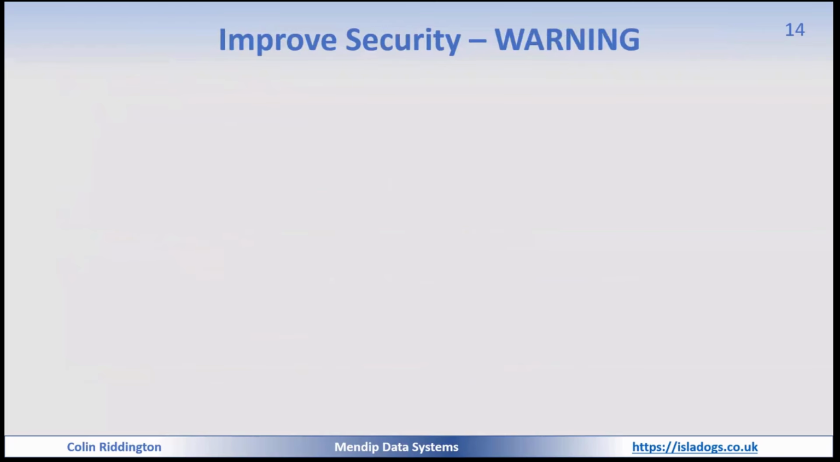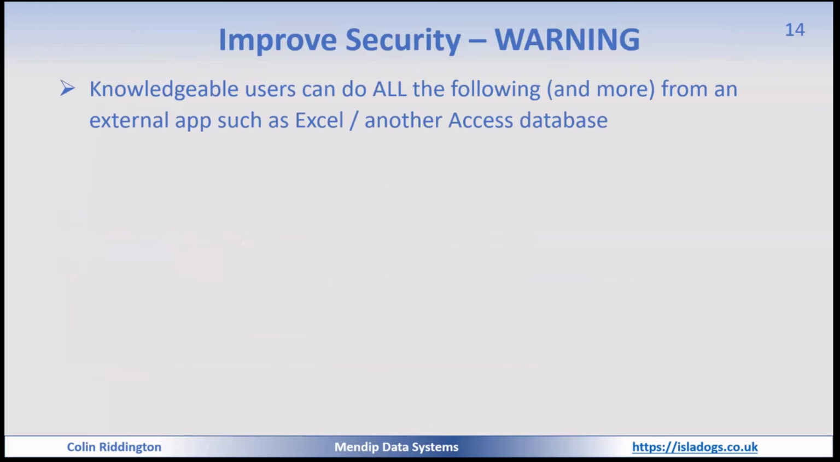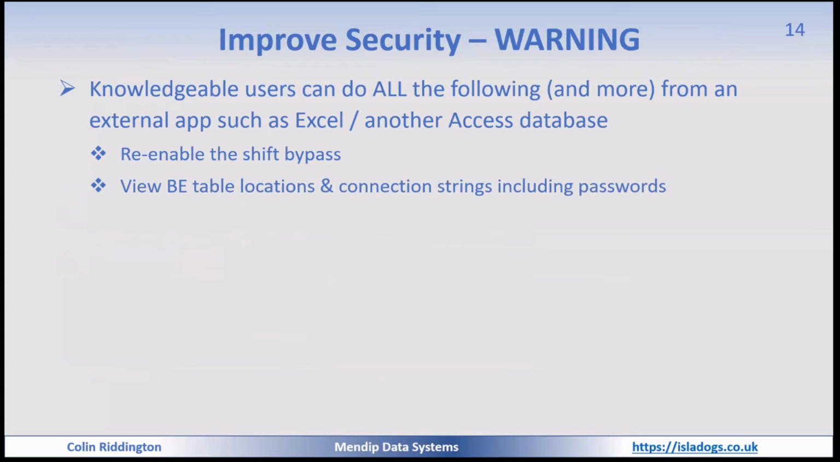Those are the fairly basic things, many of which you will already know. It's worth pointing out, in case you don't know, that knowledgeable users can do an awful lot from outside your database. By going to an external VBA-enabled app such as Excel or another Access database, they can do an awful lot. The first thing is they can, if you've applied it, re-enable a shift bypass. And if they do that, everything else tumbles down like a pack of cards.